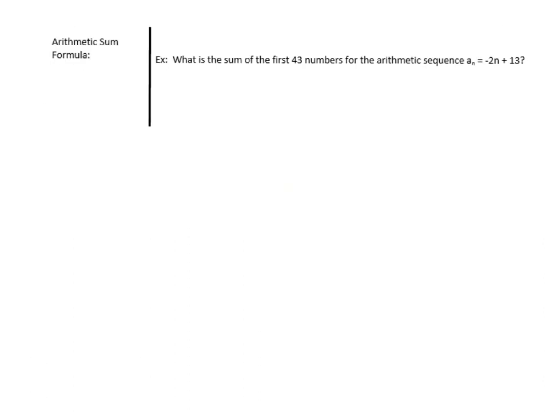That didn't seem too difficult to calculate, but what happens when the number of terms becomes more challenging to work with? Example, what is the sum of the first 43 numbers for the arithmetic sequence a sub n equals -2n plus 13? We could list out all 43 terms by plugging in n equals 1, n equals 2, n equals 3, all the way up to 43, write the formula as a series, and then add them all together, but that would take a while. There's a formula for an arithmetic sum that helps you determine the sum without having to know every single term in that sequence.